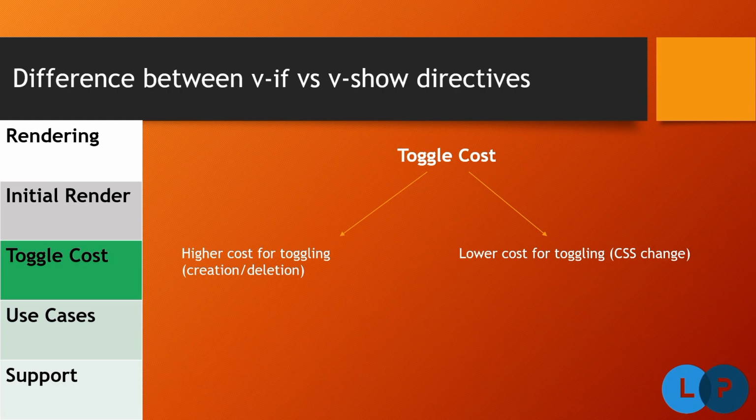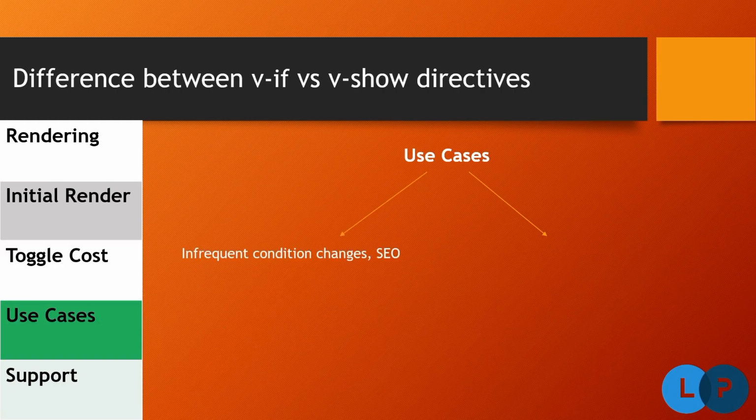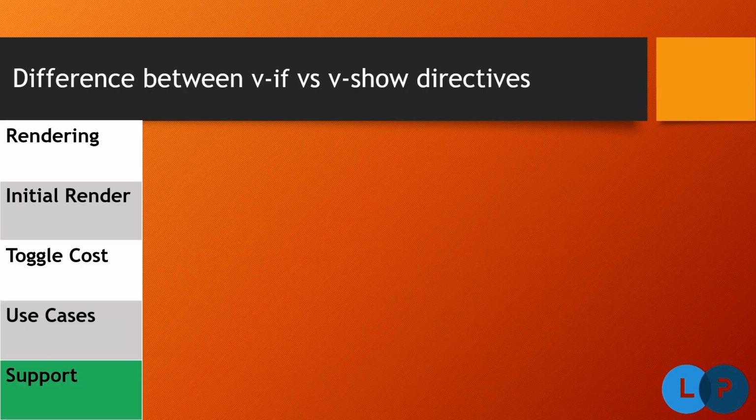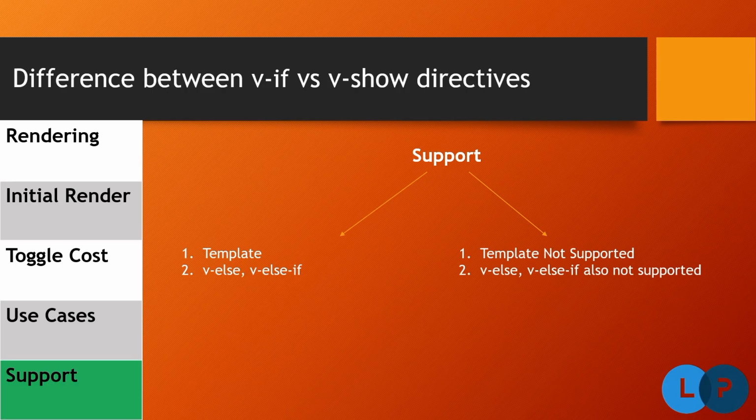Then the use cases: v-if is for when conditions change rarely, and v-show is for frequent toggling, where initial load is a concern. Then for template support, v-if supports templating, and you can also write v-else conditions. If we need any nested condition, we can write v-else-if conditions also, but v-show doesn't support that. So let's see all those things with an example.